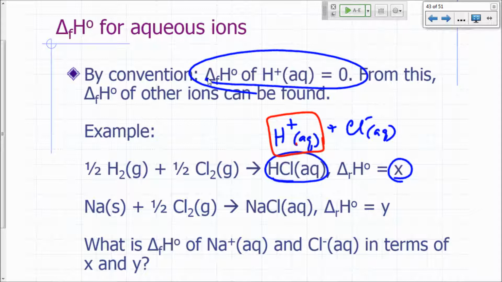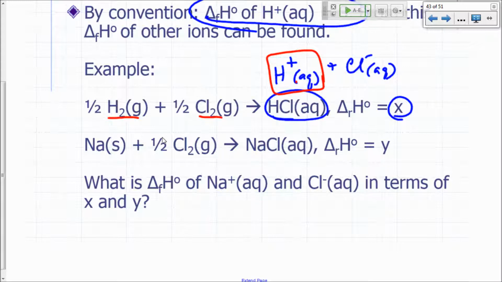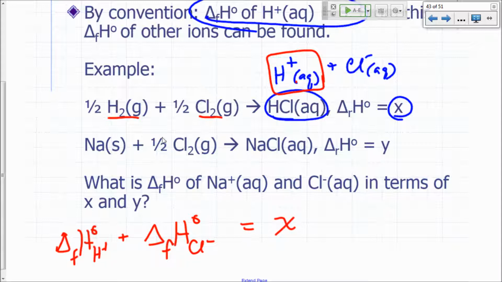Here you're forming H+ and chloride from the elements in their standard states. So what does this mean? Delta H formation of chloride, in this case, would just be equal to whatever that X is, right? Because here, delta H formation of H+ and chloride together is X, but as a matter of convention we assign H+ a value of 0. So delta H formation of chloride in aqueous solution is the same thing as the delta H formation of HCl in aqueous solution.